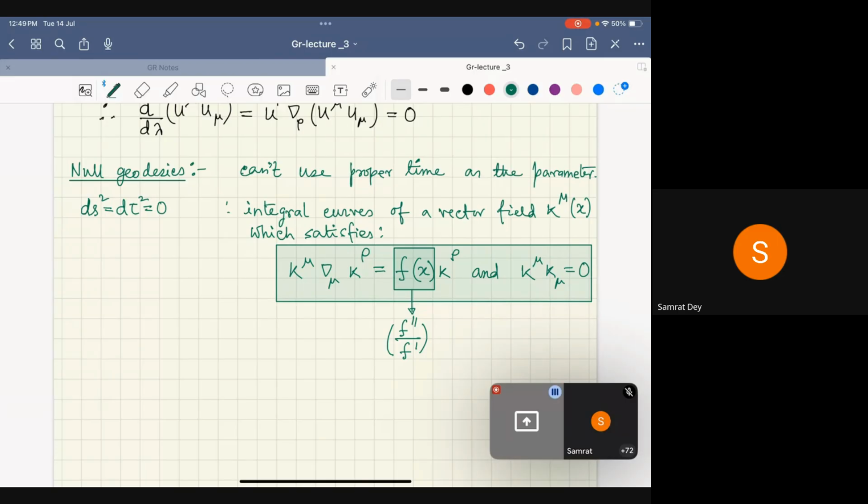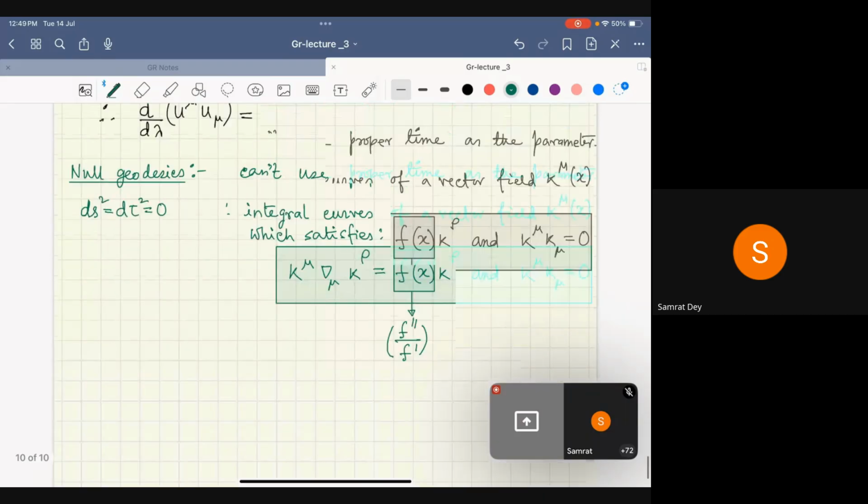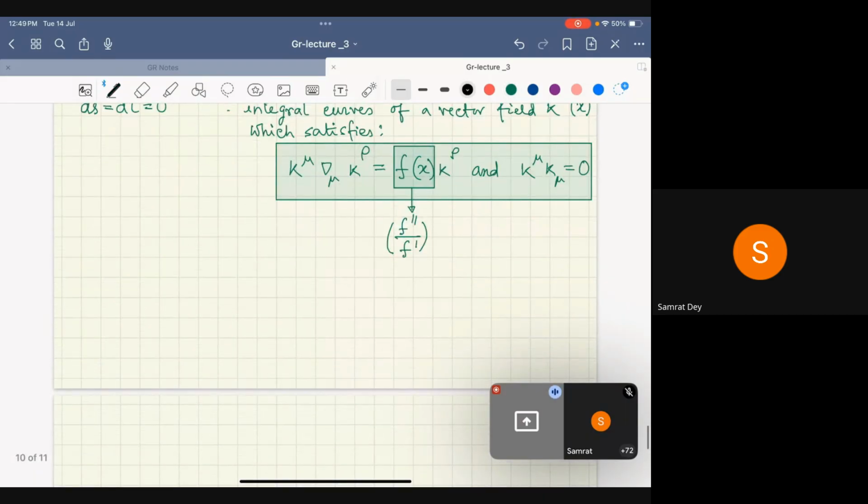But now you note one thing. If k mu or k rho, so the point is the following. If k rho is a null vector, then whether I multiply some function of x with k rho, it will also remain a null vector too, irrespective of what this arbitrary function mu x is.